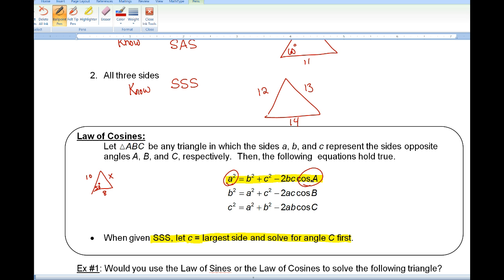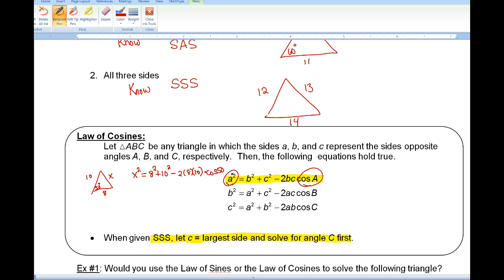So X squared equals 8 squared plus 10 squared minus, now it's going to be 2 times these same two sides, so minus 2 times 8 times 10 times the cosine of 50.